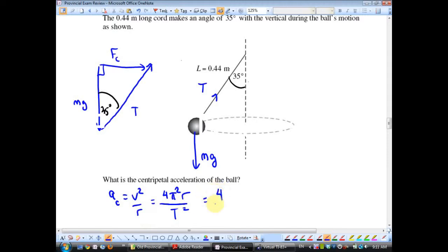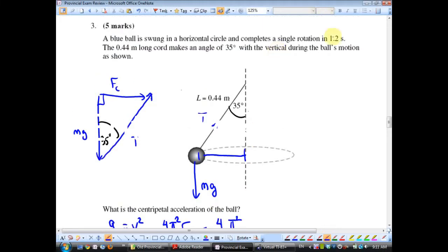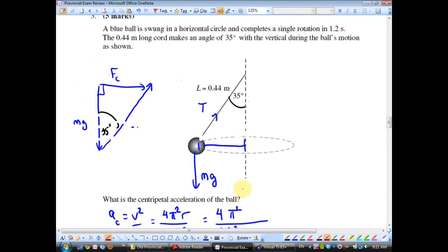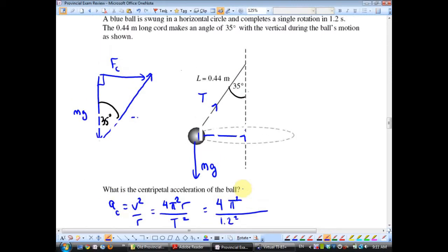4 pi squared r. Oh, I don't know the radius. Oh, I know the period though. What's the period? 1.2 squared. So you know what? I don't think I needed to necessarily draw this right now. I think I just need to figure out the radius, r.